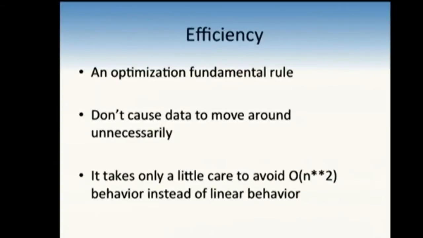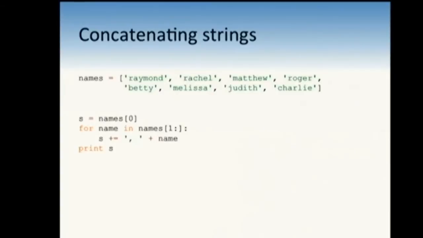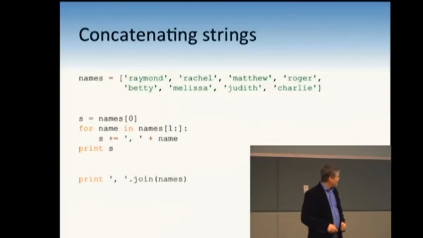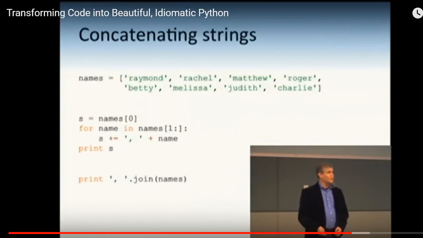I've got one minute. Efficiency. I'll do efficiency fast. Basically, just don't move data around unnecessarily. Concatenating strings: in my classes, I tell an Aggie joke around this, in order to hammer home that this is quadratic behavior. Don't add your strings this way. Instead, join them. It sounded like most of you knew that already. Go check your code base.